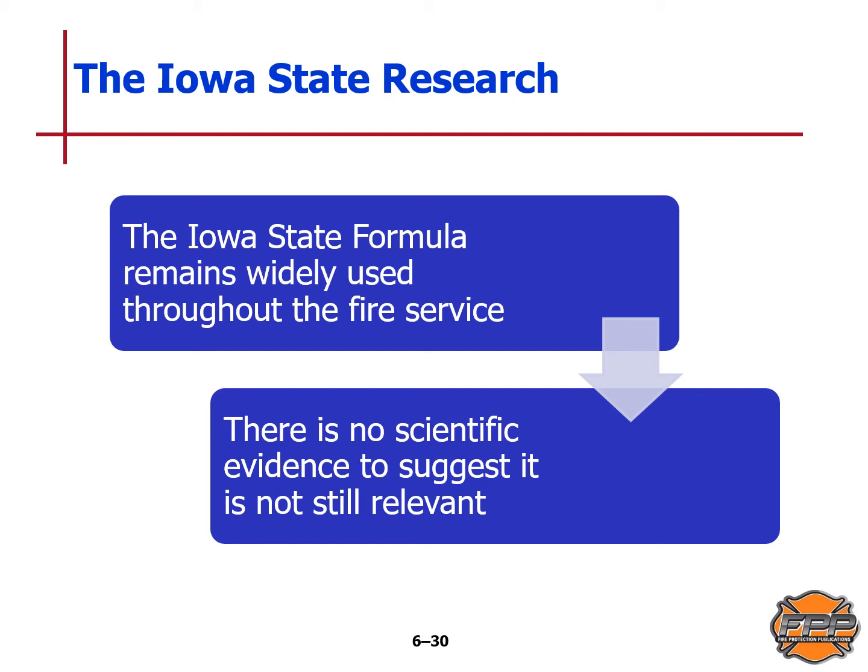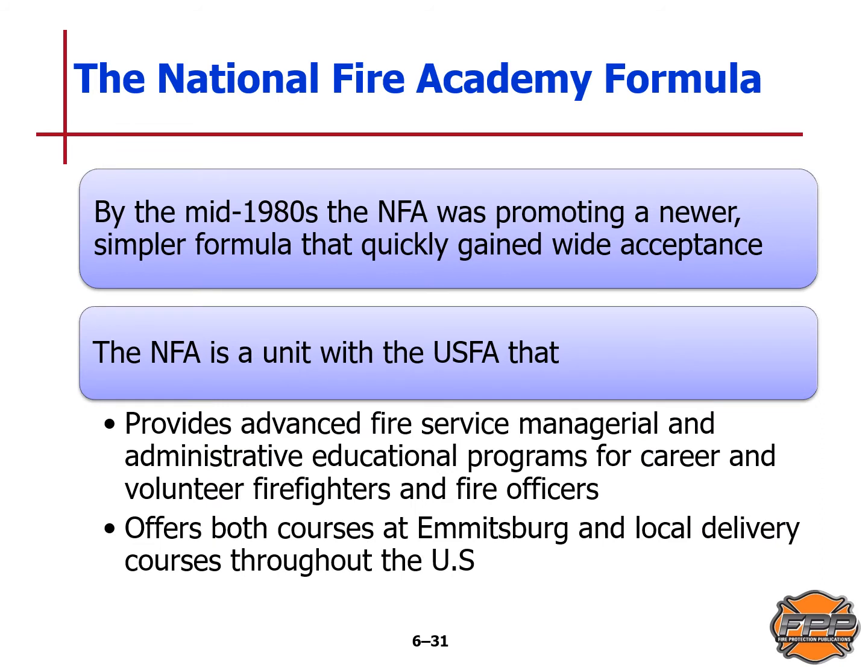The Iowa State formula remains widely used throughout the fire service. There is no scientific evidence to suggest that it is not still relevant. By the mid-1980s, the NFA was promoting a newer, simpler formula that quickly gained wide acceptance. The NFA is a unit within the USFA that provides advanced fire service, managerial, administrative, and educational programs for career and volunteer firefighters, and also for fire officers. It offers both courses at Emmetsburg and local delivery courses throughout the United States, Emmetsburg being their home.